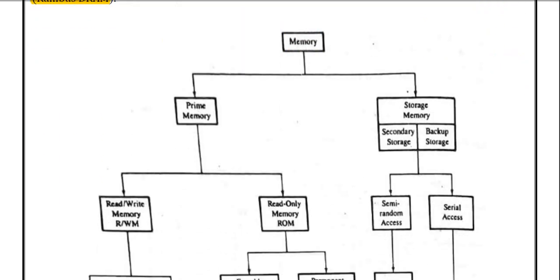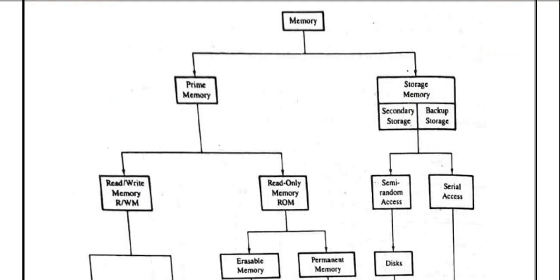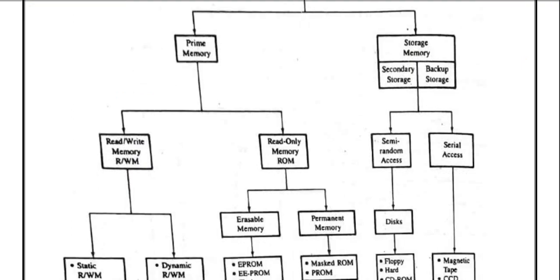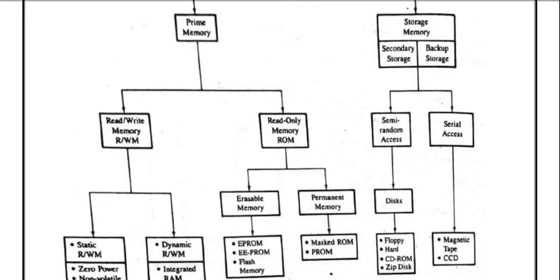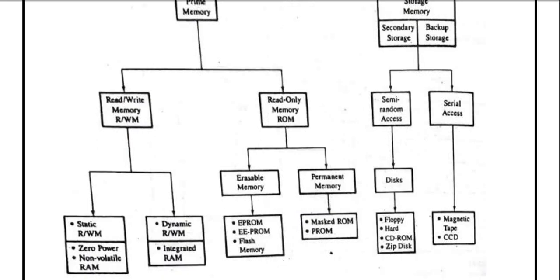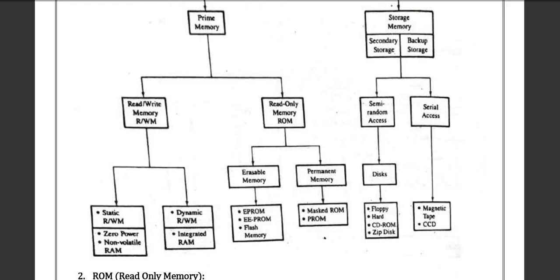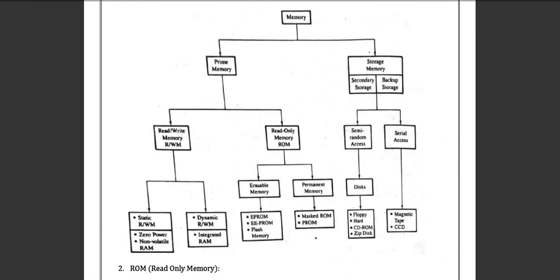Here is the diagram of the memory section. First of all, memory, then primary and secondary. In the secondary section we have divisions, and in the primary section we also have divisions. You can easily see the diagram here. Take a snap of this one.